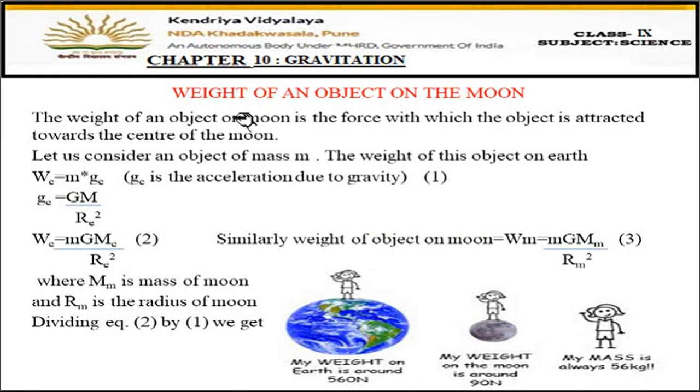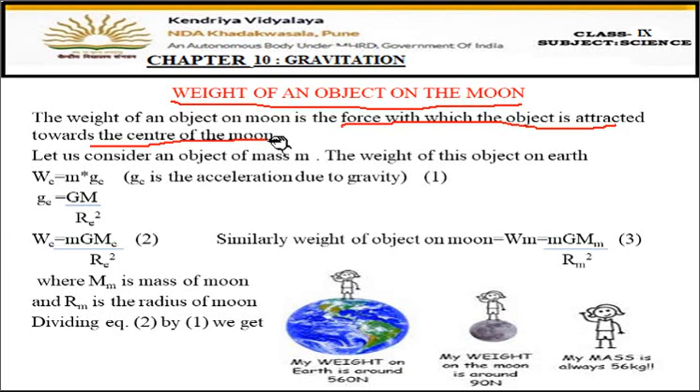So let's start first with the concept of what is the weight of an object on the moon. Now, the weight of an object on the moon is the force with which the object is attracted towards the center of the moon. As we have learned, weight on the earth is the force by which the earth pulls the object towards itself. Similarly, the weight of an object on the moon is the force with which the moon is attracting the object towards itself.